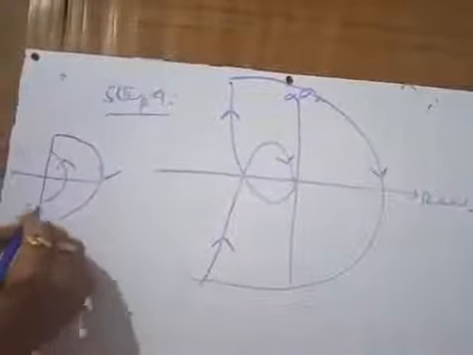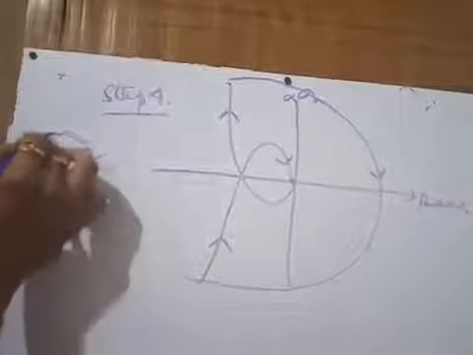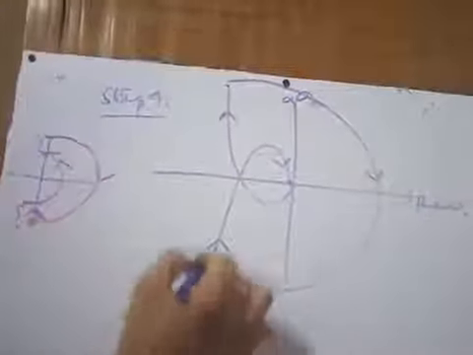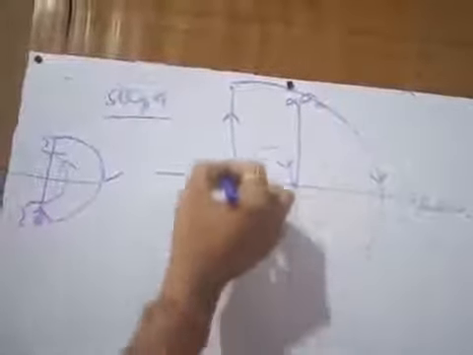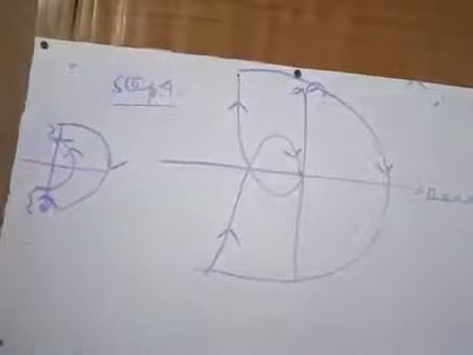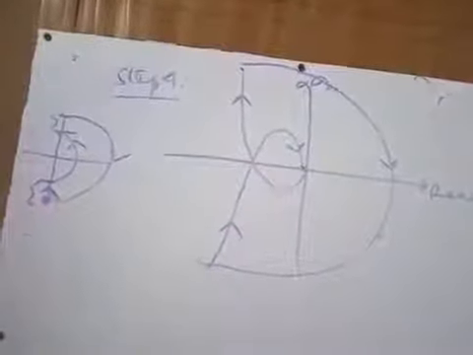And for this path you get magnitude 0, and from this part to this part, and from this part to this part, this one is the polar plot and one is the mirror image of it. Now this is your Nyquist plot, right?